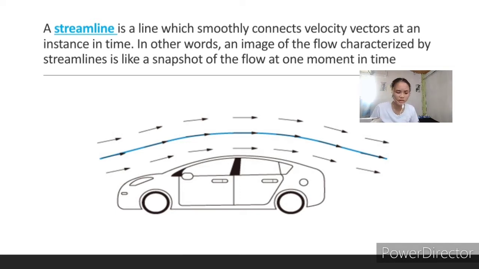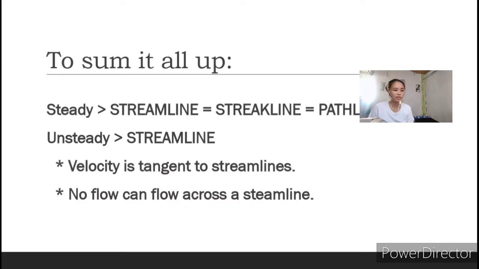And what is tangent, by the way? Tangent is touching but not intersecting a curve or curved surface. So to determine what a streamline is, just remove the blue line, okay? If we remove the blue line, that's called a streamline. And to sum it all up for you to better understand, just kindly read. I have already explained that earlier in my discussion.